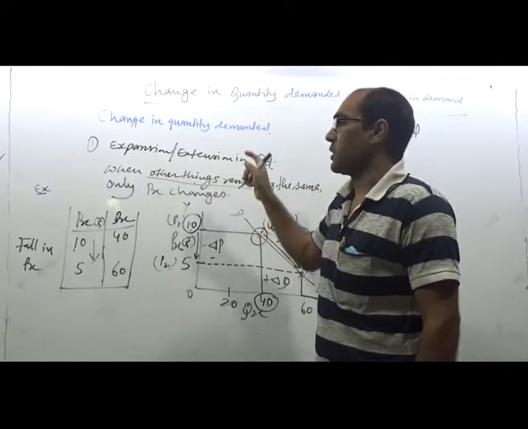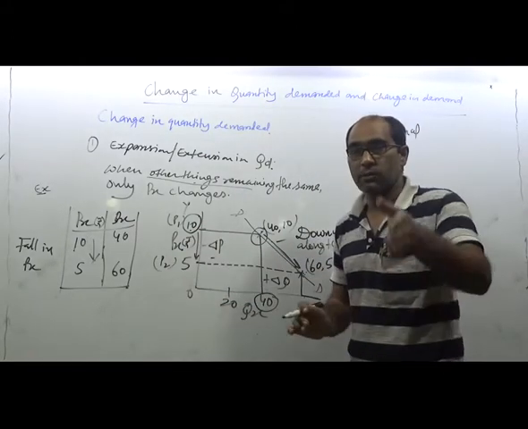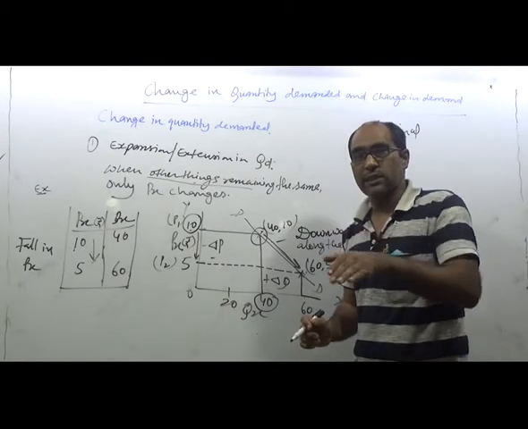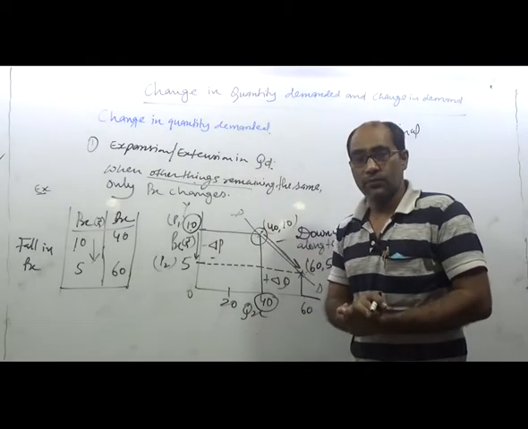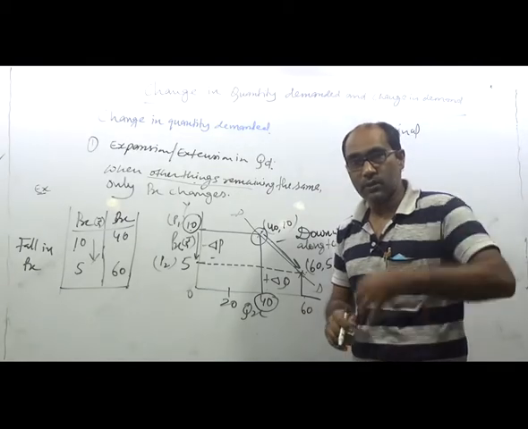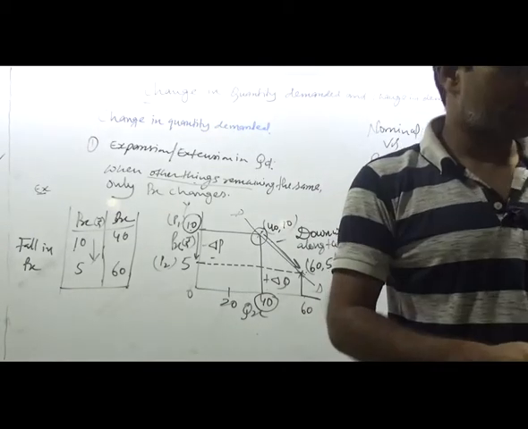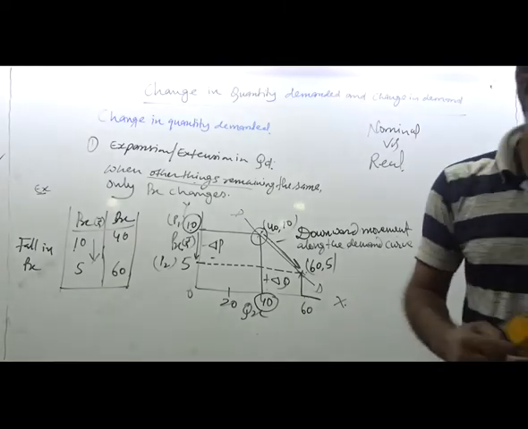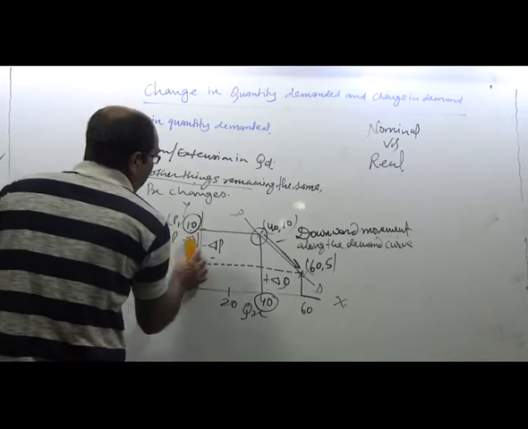Expansion in quantity demanded due to fall in price. If price falls, there is an extension in quantity demanded, when other things remain the same. This is called downward movement along the demand curve. Just see the other concept of upward movement along the demand curve.